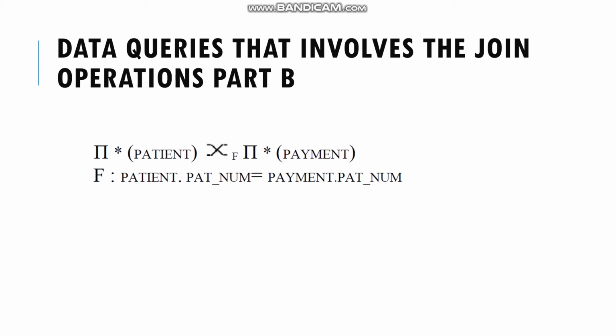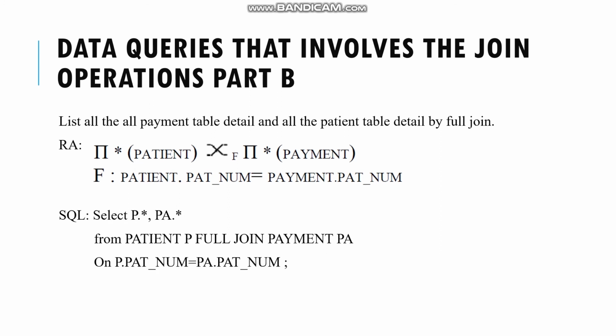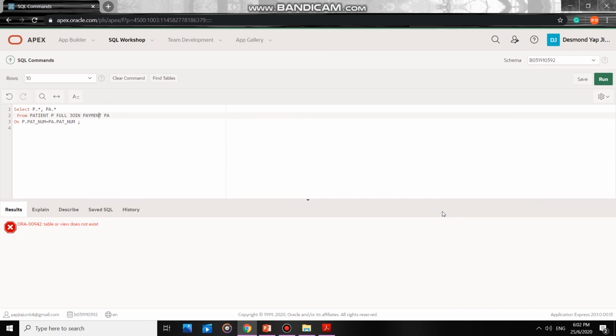The outer join basically has 3 types: left join, right join, and full join. As you can see, the question lists all the payment details and all the patient table details by full join. Why do we need to use the outer join? This is because both tables have different rows, so we need to use the outer join. So here's the SQL coding. Now I'm going to demonstrate it in SQL. Here's the coding for the outer join for the question just now.